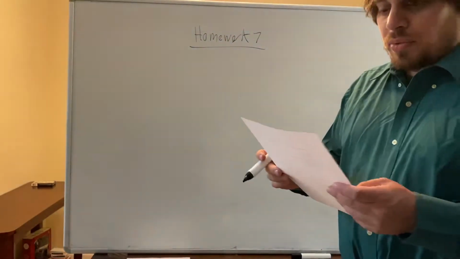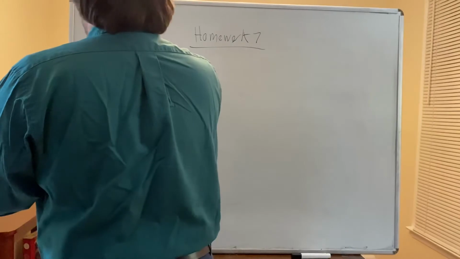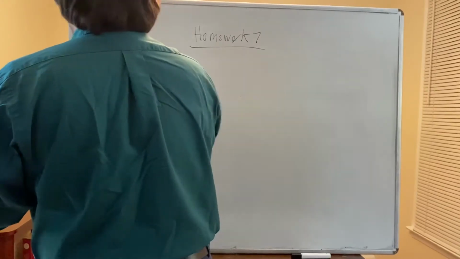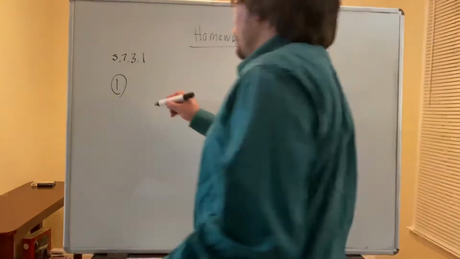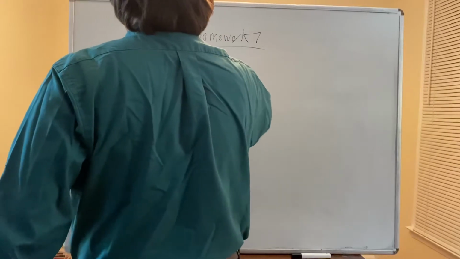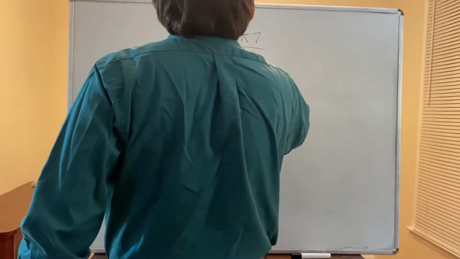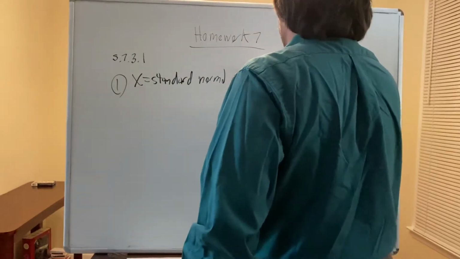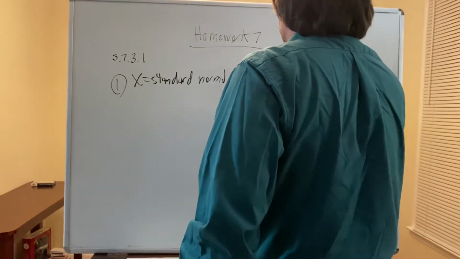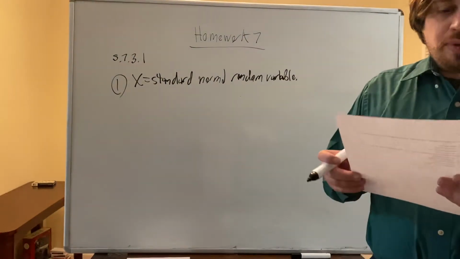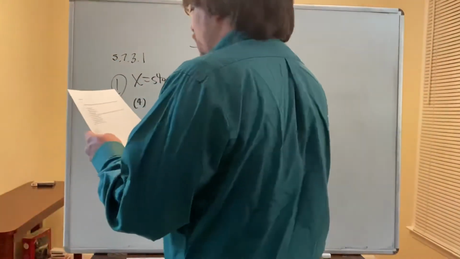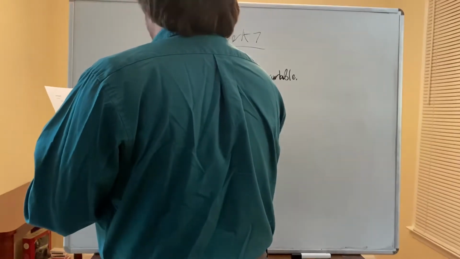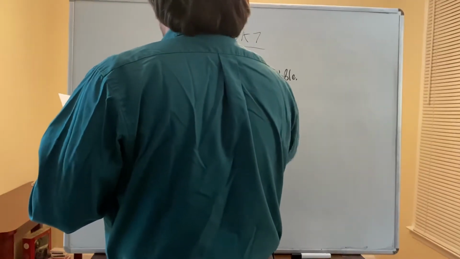Okay, so for homework 7, there were problems in 5.7.3.1. For number 1, let x be a standard normal random variable. We want to find the probability that x will take on certain values. For part A, we want to find the probability that x will take on a value less than 1.5.